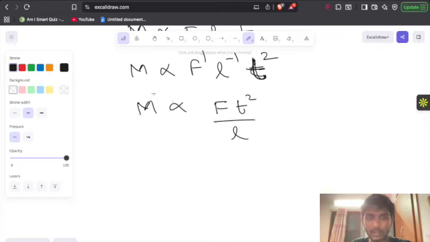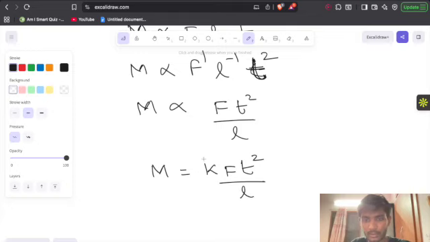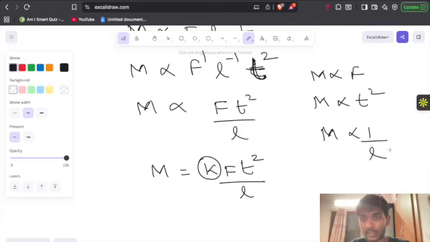In order to remove this proportional symbol, I can just add a proportionality constant. So m equals k f t square by L, where k is the proportionality constant. Okay, so from this, I know that m is directly proportional to f, m is directly proportional to t square, and m is inversely proportional to length.